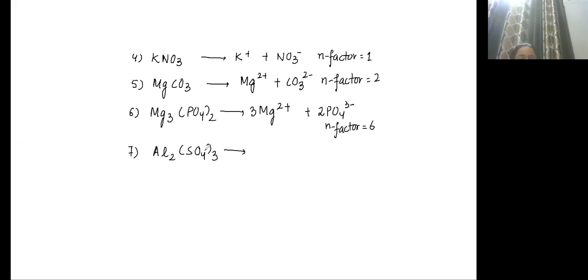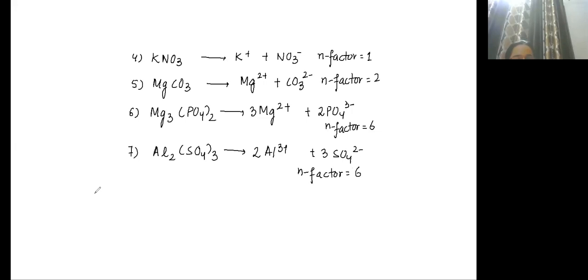N factor is 6. In Al2SO4 thrice, aluminium is 3 plus, just cross multiply 3 and this is 2, plus SO4 2 minus. So this will be 2, this will be 3. So what is N factor? N factor is 6. So I hope N factor is clear.